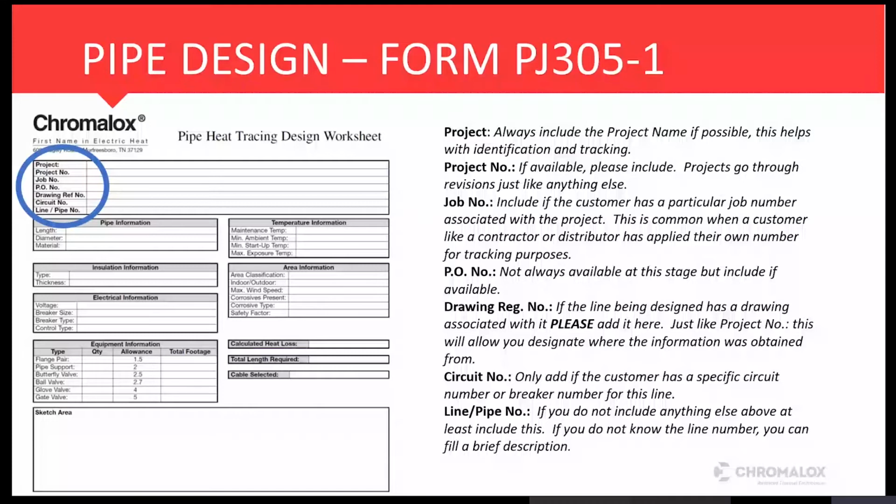The line pipe number, if you don't include any of the above, always include at least the line or the pipe number. If you don't know the line or pipe number, at least give a brief description of the line itself. 50% caustic line, whatever it is. Try and put something in there to help identify what line that is if you don't have the line number or the pipe number.